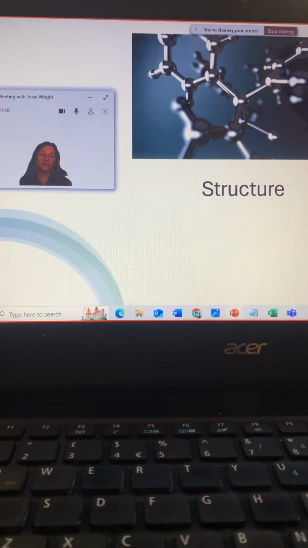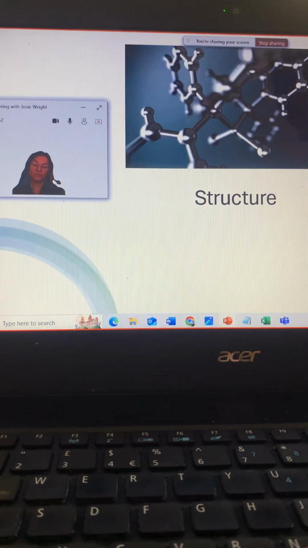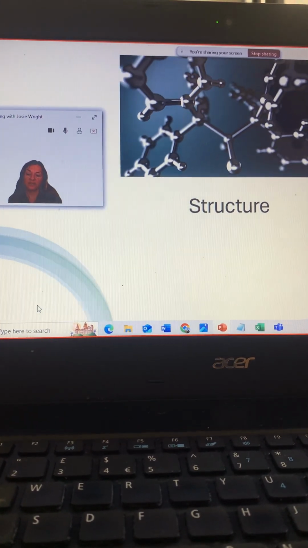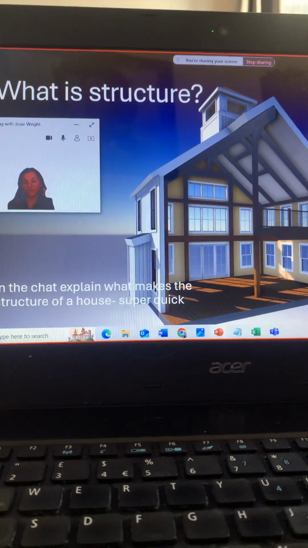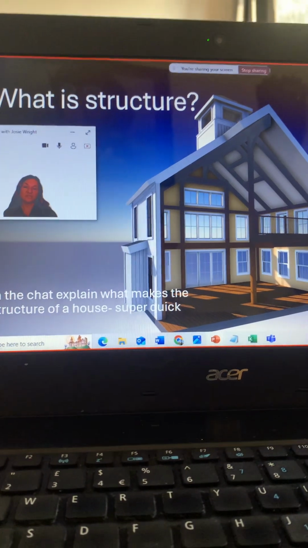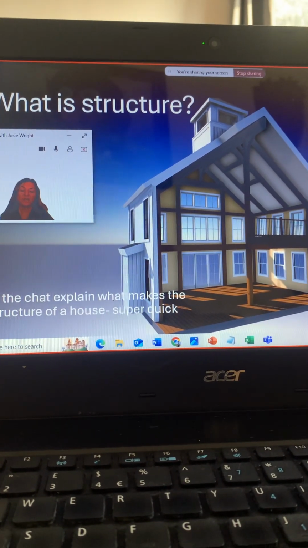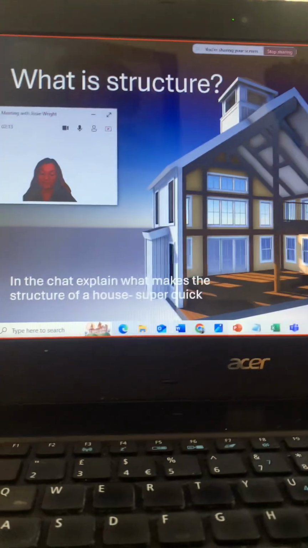So today we're looking at structure. So when we think about structure, what are we actually thinking about? So we've got here the picture of a house, and there are certain things in this house that are needed to make the structure work. So can you think of what those things might be, and can you put the answers in the chat, please?